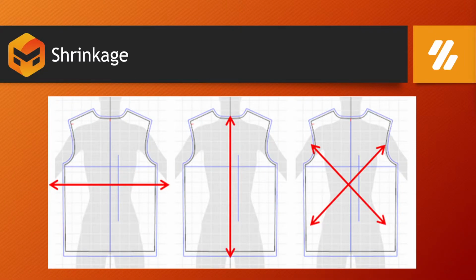In today's Model Designer course, we will learn about shrinkage. Now, what is shrinkage? There are three types here. If you want to control the horizontal side of it, meaning if you want to make the cloth a little loose horizontally, that is called warp. And if you want to make the cloth loose vertically, that is called weft.